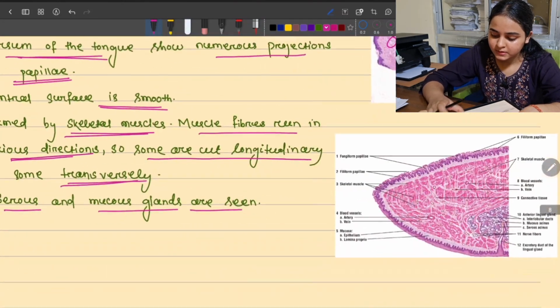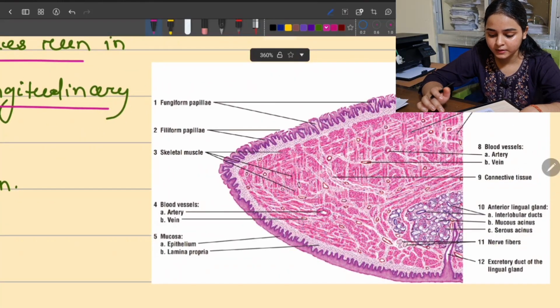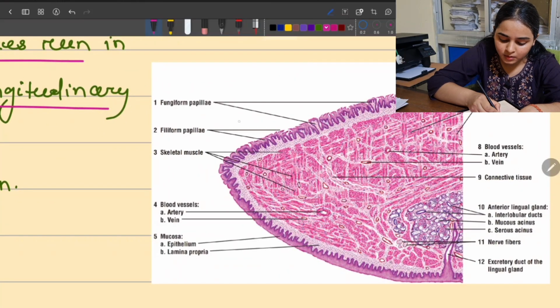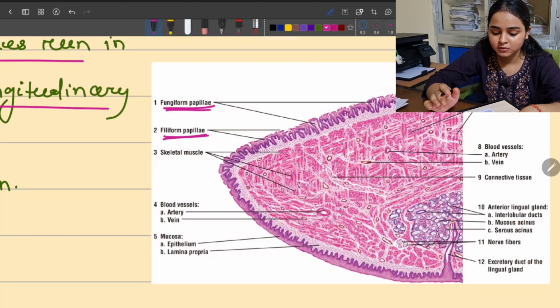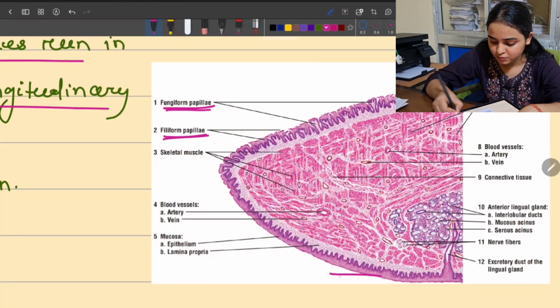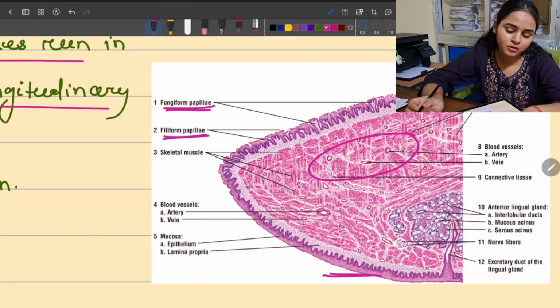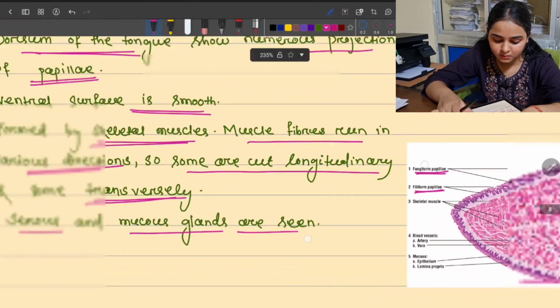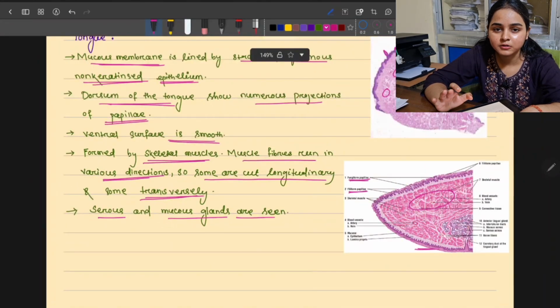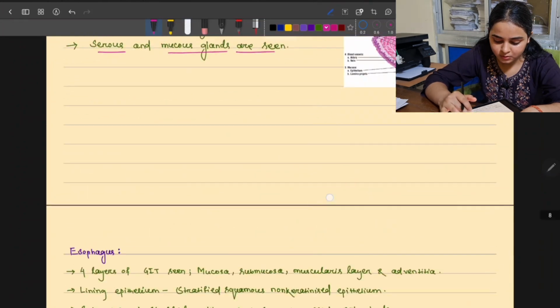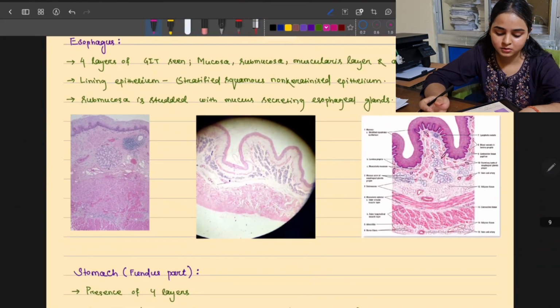So this is the diagram from the Di Fiore's atlas, and as I told you, these are the fungiform and filiform papillae on the dorsum of the tongue, and the ventral surface is smooth. Okay, and these are the various muscle fibers that are cut in various directions, and this is the diagram that you have to draw in your exam. So this much for tongue, और long question में आ सकता है ये, इसलिए long question के साथ भी पढ़के जाना इसको. Okay, so next we will go to esophagus.